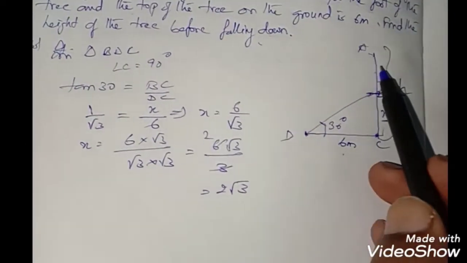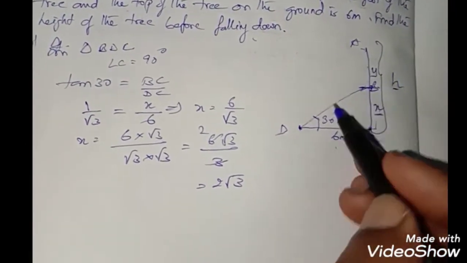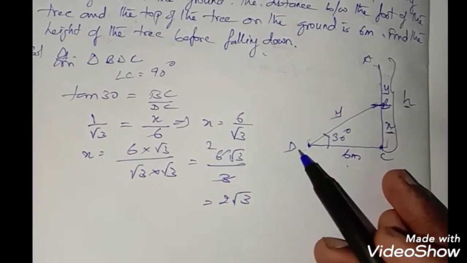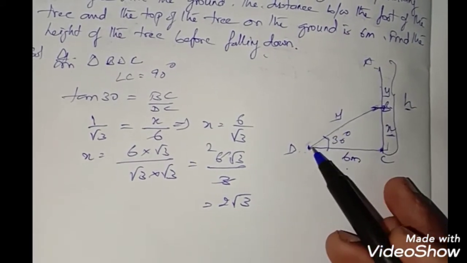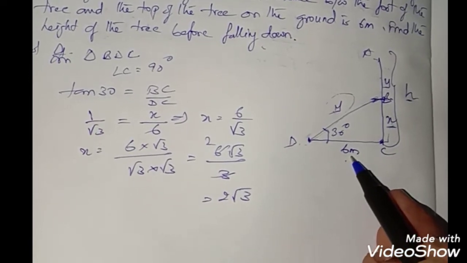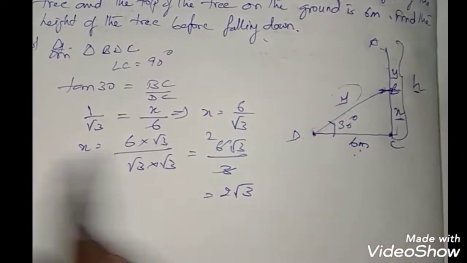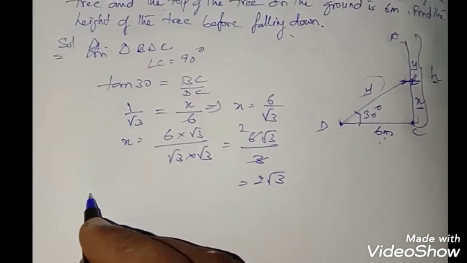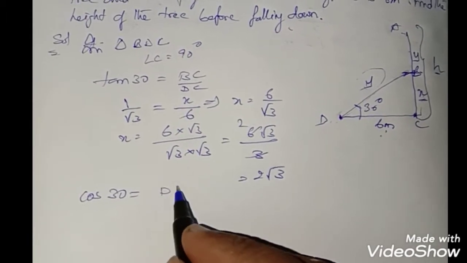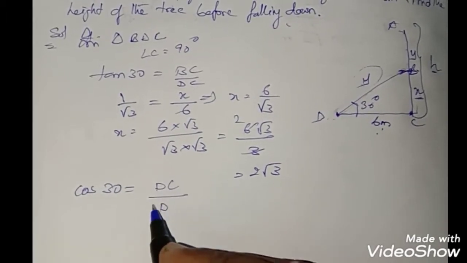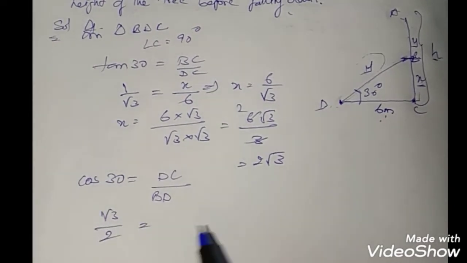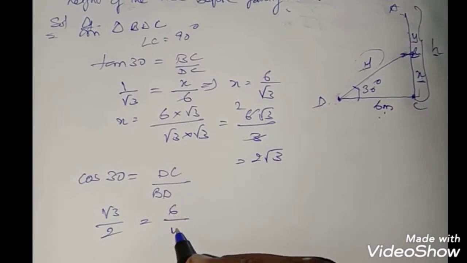Now I need to find the value of Y, where Y falls here, because this part is broken and made an angle of 30 degrees. So this will be Y. How to find Y? Here you have the adjacent side and here the hypotenuse, so by using that ratio we can say cos 30 is equal to adjacent side by hypotenuse. Cos 30 value is root 3 by 2 is equal to DC is 6 by Y.